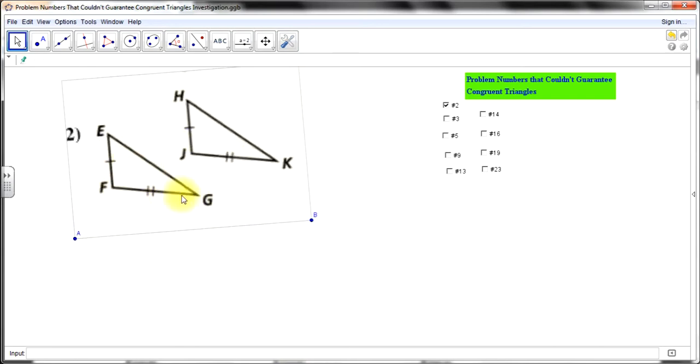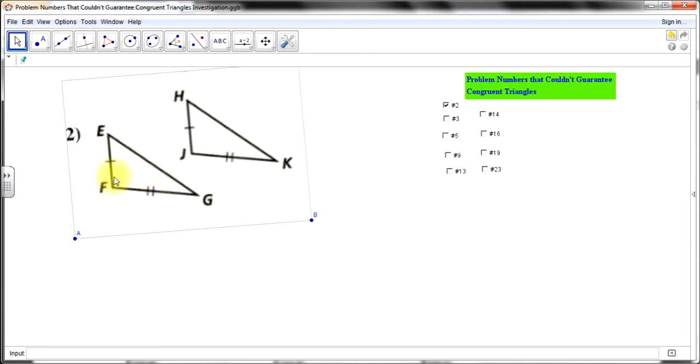what's going on here. Since we have two triangles here that we're checking to see if we have congruence, there's not enough information in this diagram to guarantee that these two triangles are congruent to each other, because all we know is that this side EF is congruent to this side HJ, and this side FG is congruent to this side JK. So that's like a side, and a side. But we don't have another piece of information to be a triangle congruence combination.